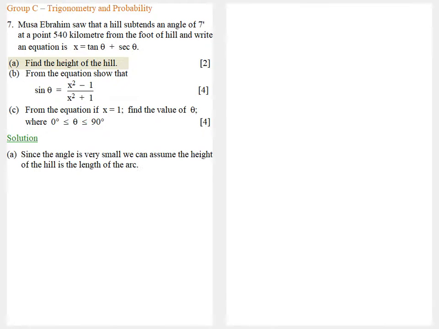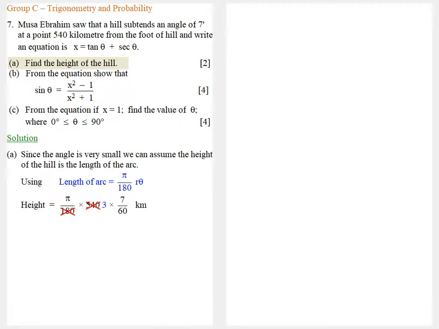Well, to solve this, since the angle is very small, we can assume the height of the hill is the length of the arc. So, using the formula, length of arc equals pi over 180 times r theta. The angle is 7 minutes. Each minute is 1/60th of a degree, so the angle theta is 7 over 60. So the height is equal to pi over 180 times the radius, 540 kilometers, times the angle, 7 over 60.